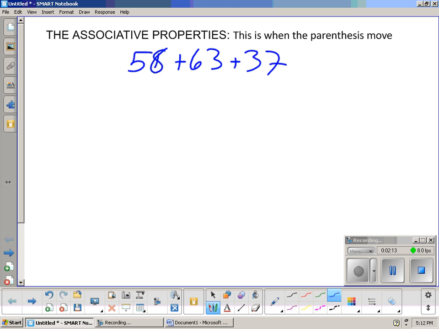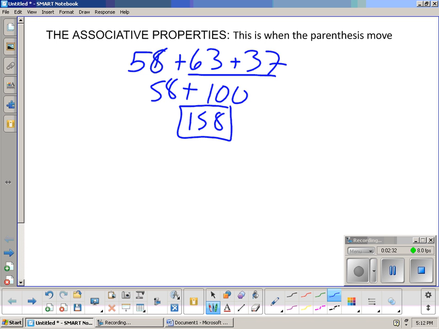So here, if I have 58 plus 63 plus 37, how your math teacher told you is that when you have all addition problems, go left to right. But what I'm telling you now is you don't have to do the 58 plus 63 first, right? You can do 63 plus 37 first, realizing that that's going to give you a better number to deal with. 100 plus 58 is 158, right? Because I was able to do 63 plus 37 first, that gave me some numbers that I could deal with.